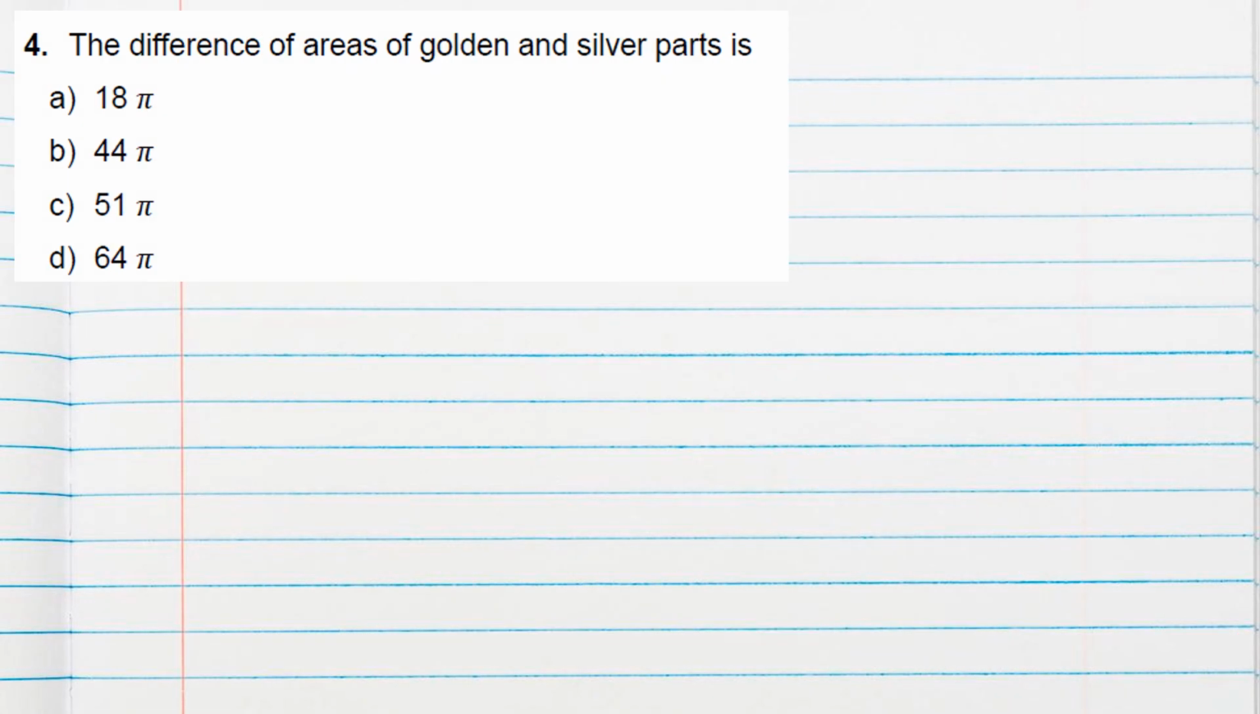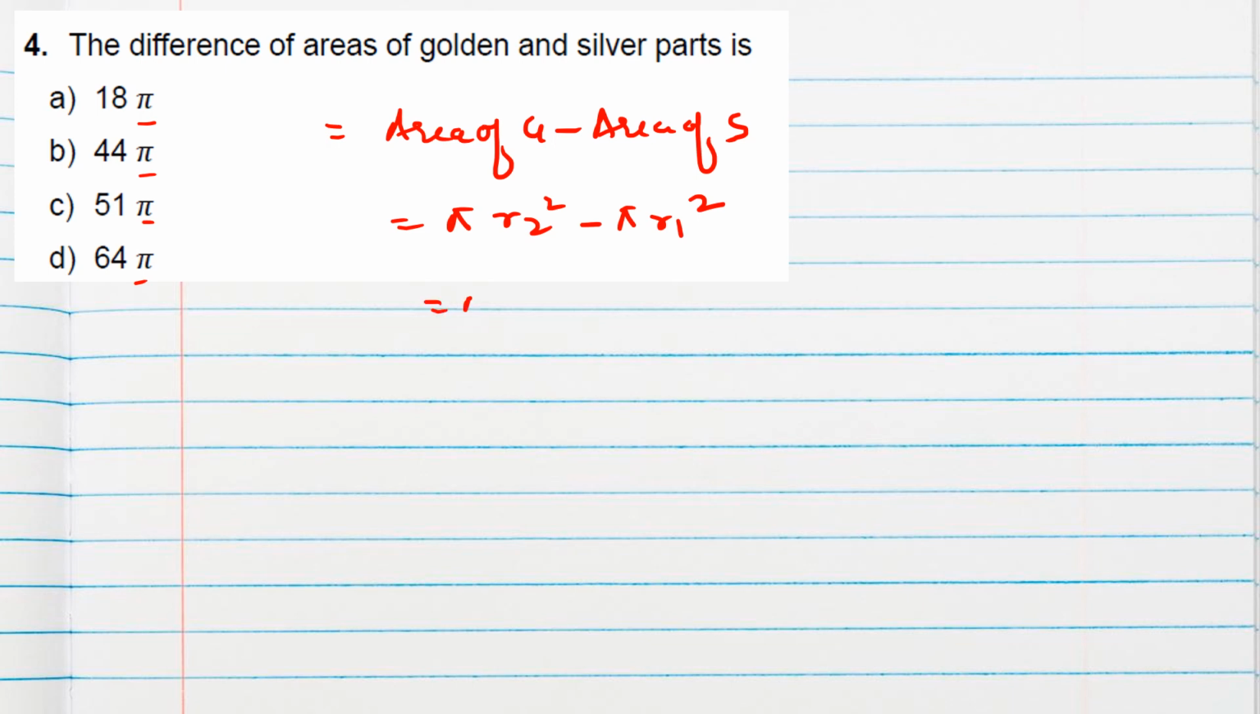Question number 4 is the difference of areas of the golden and silver part. Now if you see, all the options are in pi, so we won't substitute the pi value here. The difference of areas means area of the golden part minus area of the silver part, right? So this will be pi R2 square minus pi R1 square. Pi you can take common. R2 square means 10 square, minus this, which we have found as 7 square.